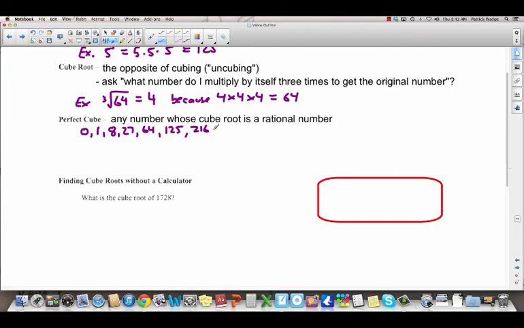Of course, just like the square roots, they go on and on forever. There's an infinite number of square roots. There's an infinite number of cube roots. Okay, it works for fractions as well, or for some fractions, not all of them.